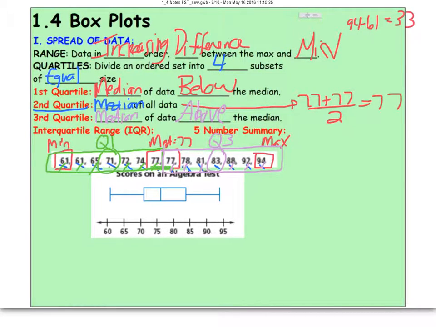Now, when they graphed this box plot, you can tell that the box plot is right above the number line. You do not put it on the number line. Our min was 61, which is there. The max is 94, which is here. The box itself: this is quartile 1, which is 71. This is quartile 3, which was 83. And then the median, or quartile 2, is 77.